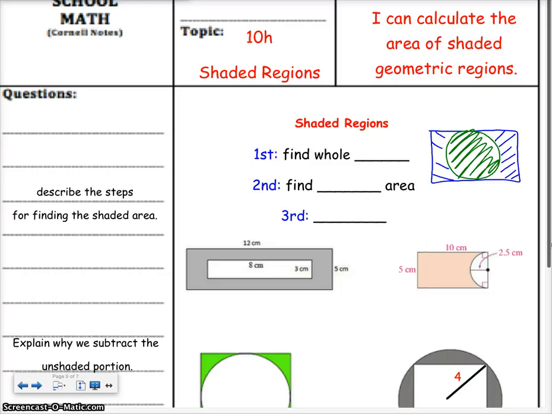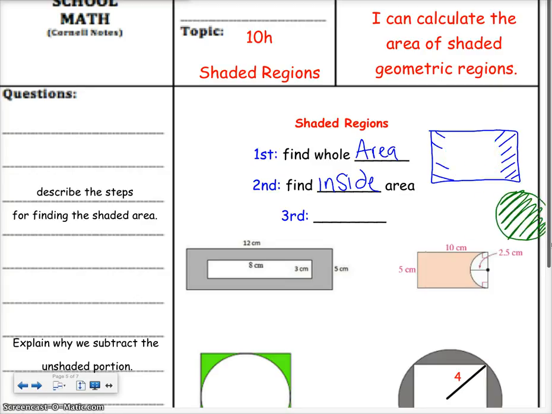Well, there's an awesome process. The first thing you would do is find the whole area. That means this whole outside area. That will give me everything. But it's not the whole area you want. You then have to find the inside area, the shape that's inside that outside shape. And then look, once you find that, if you take it away, you're left with just the shaded region.